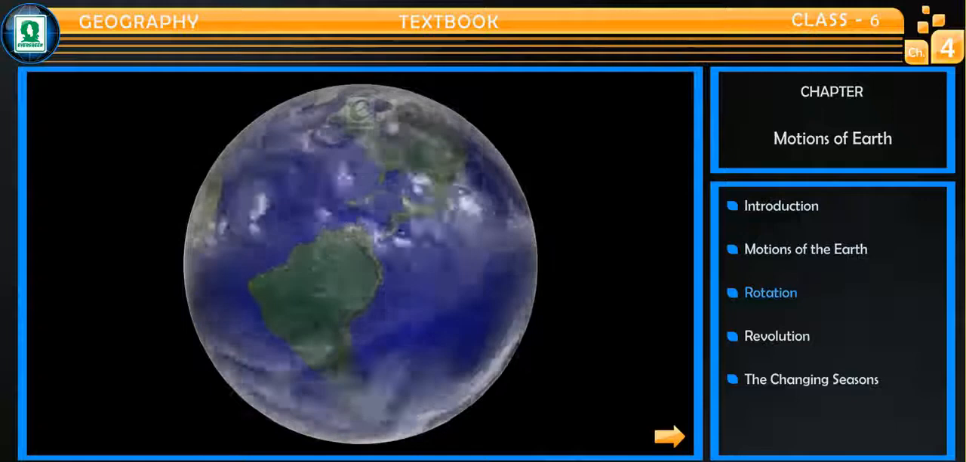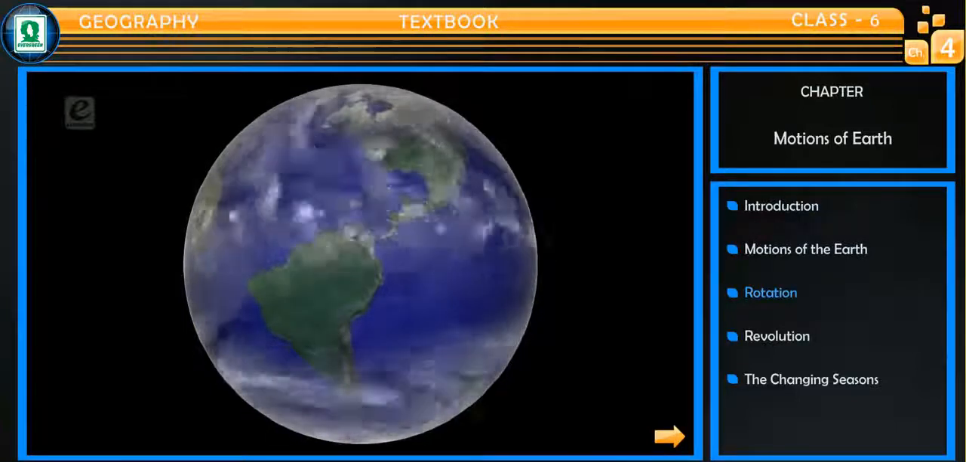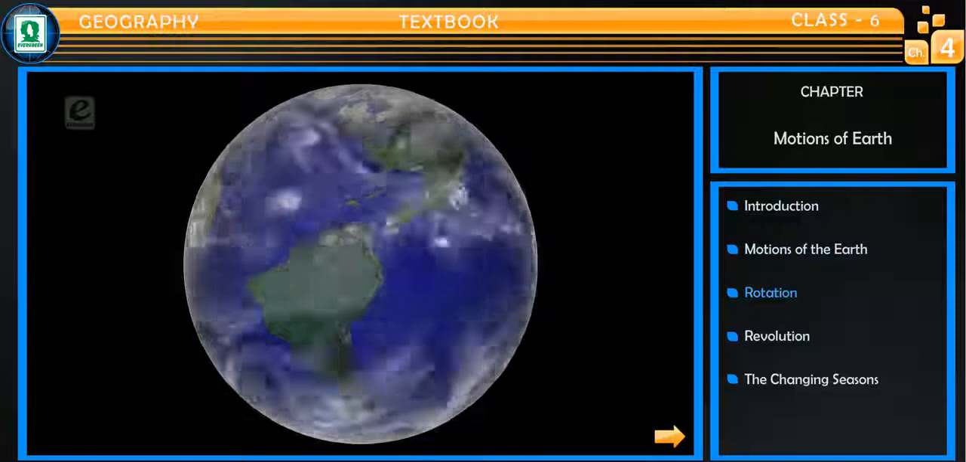Third effect of rotation of the Earth is circulation of air and water. The Earth's rotation causes a consistent change in the direction of the flow of winds and water of the oceans.